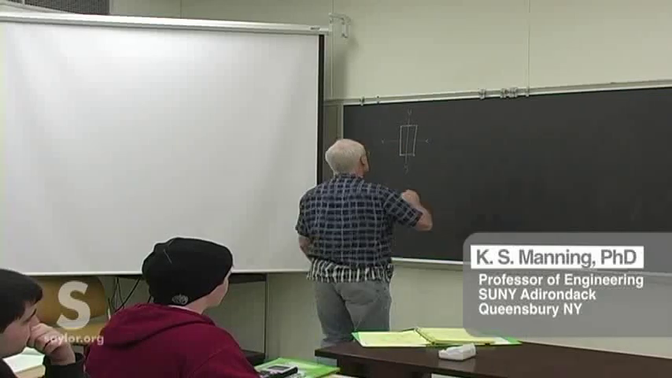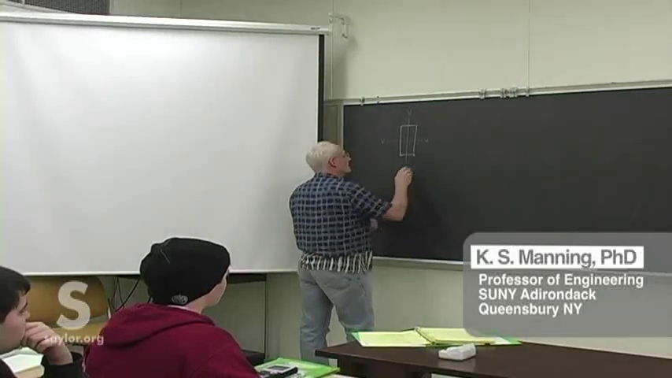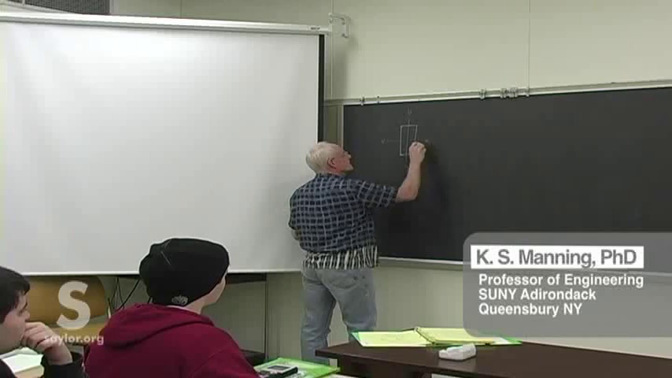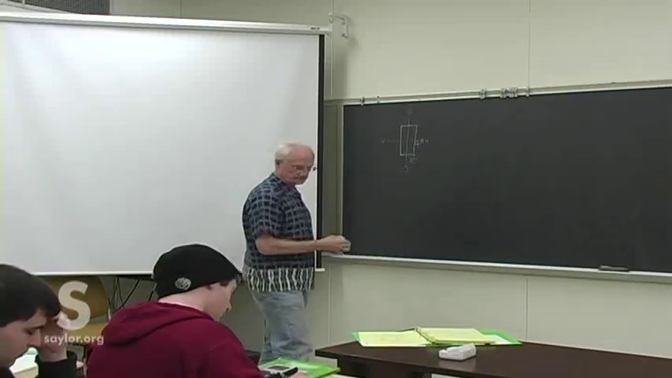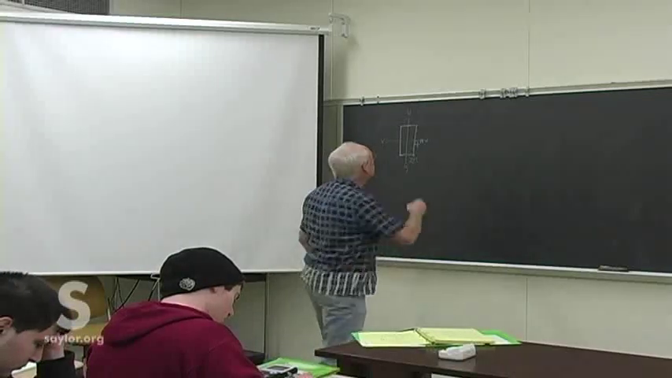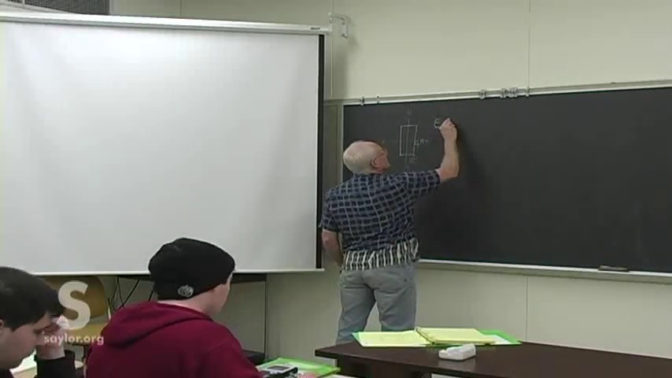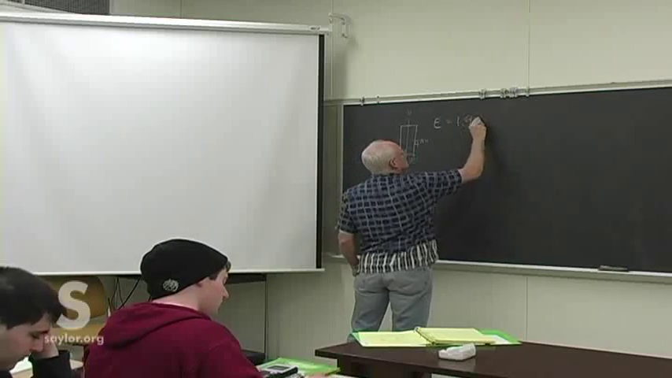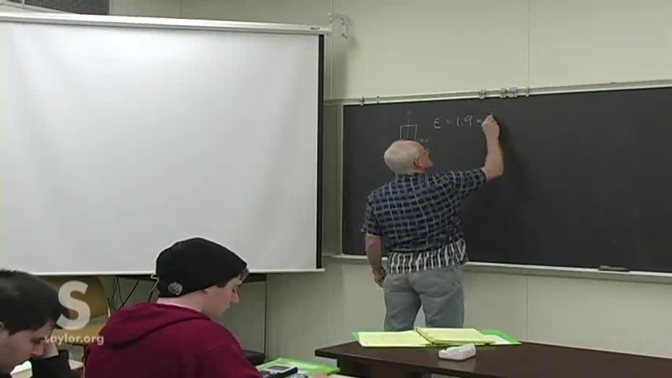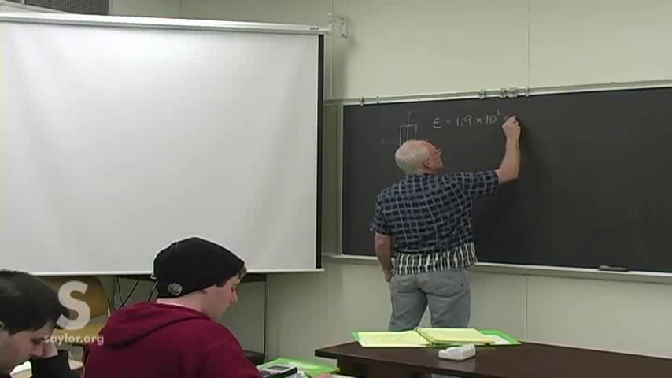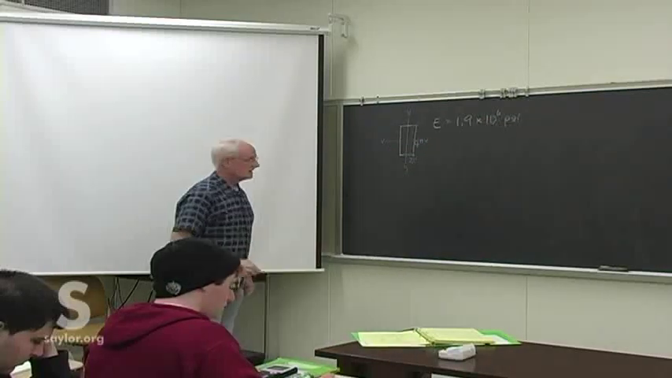Oh, there's the dimensions I'm looking for. So this will be 2 inches down here, 4 inches up there. We'll use Douglas fir, Young's modulus of about 1.9 times 10 to the 6th PSI. Good thing it's in PSI.